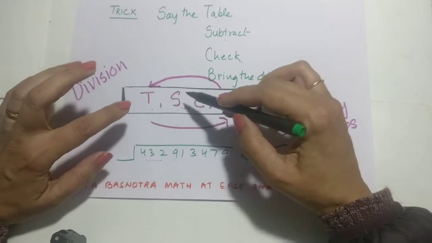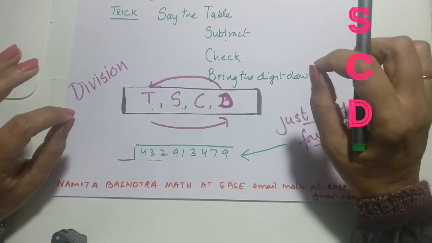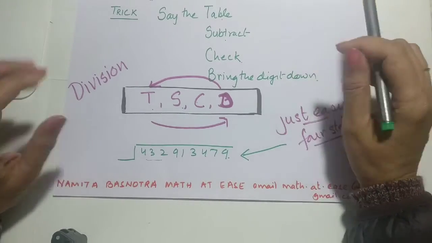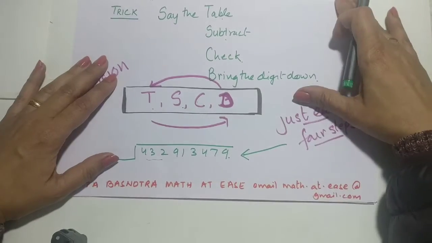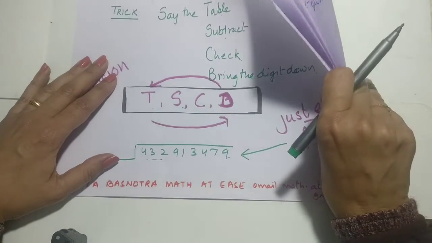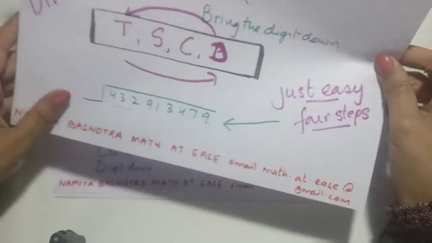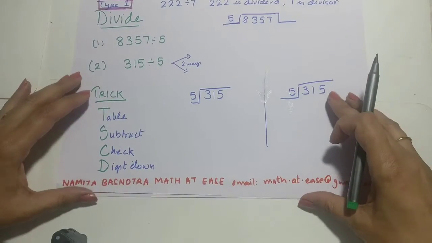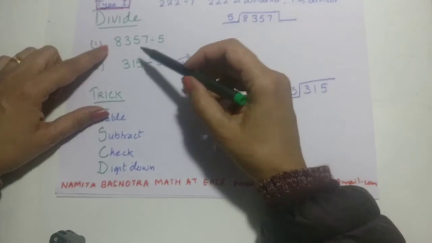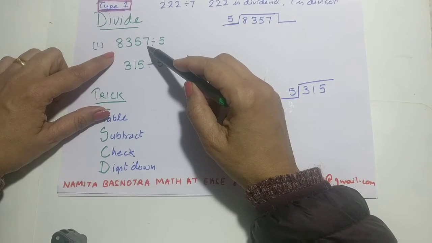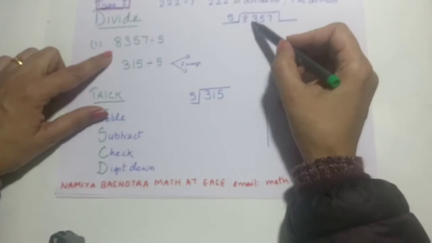So T, S, C, D is our 007 secret code that we are going to use as a trick in our mind every time we divide, and see how easy it's going to get now. Okay, so here we have a question, and we know that 8357, what is it? Is it a divisor or a dividend? It's a dividend, so I write it over here, and 5 is a divisor.